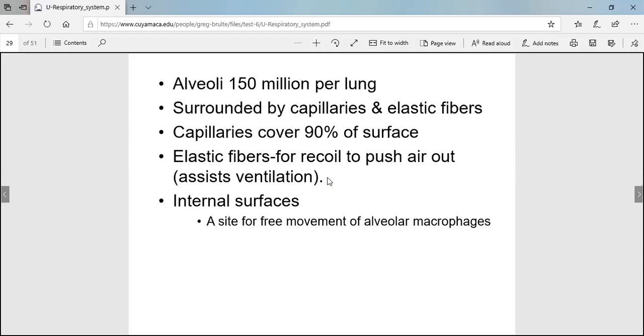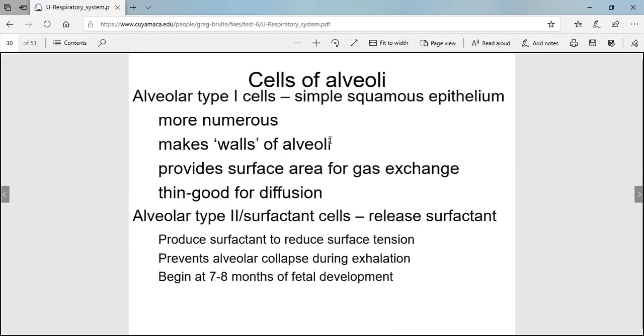You got a lot of elastic fibers. You got a lot of capillaries. Capillaries are wrapped around those alveoli so you can have gas exchange. Capillaries have simple squamous inside of them too, by the way. And on the internal surfaces, you have a lot of macrophages to help with your immune system, because think of everything you're inhaling: dust and pollen and viruses and bacteria, right? So you've got to have something to fight that.